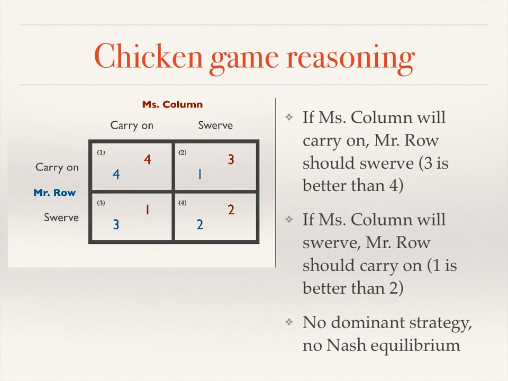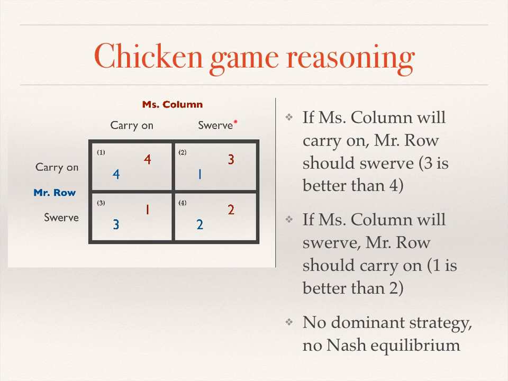So if you go through the reasoning now, let's look at it from the point of view of Mr. Rowe. Again, he's being systematic. What are Ms. Collum's possibilities? Well, she could carry on. If she carries on, Mr. Rowe should do what? He should swerve. Why? Because his third best choice, the one where he loses, is better than his fourth best choice where he dies.